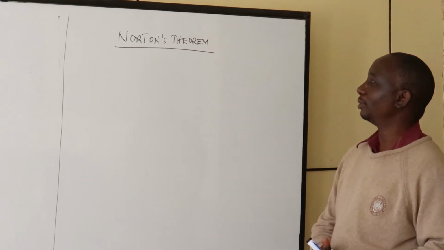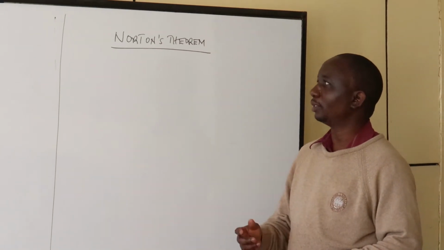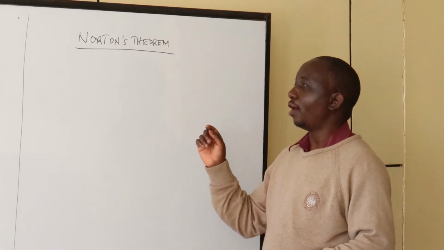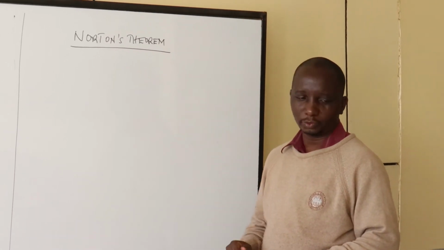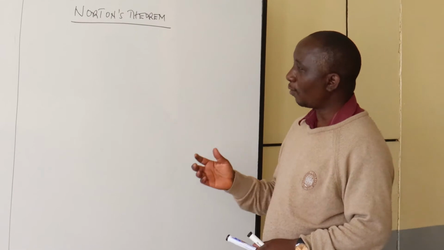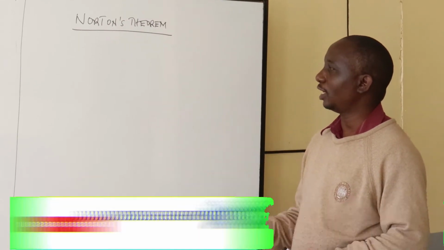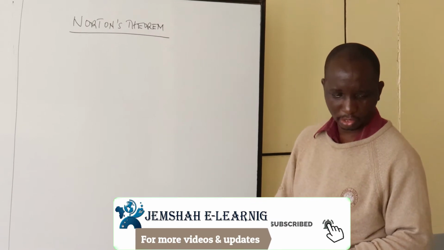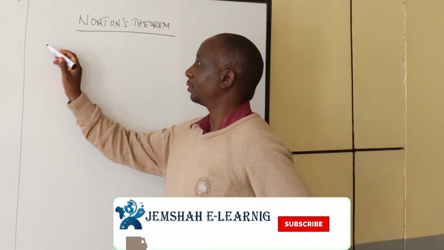So the network theorem is nearly similar to Thevenin's, but whatever changes is that the source now becomes the short circuit current. So we need to state it, know the formula, and do some applications and examples.